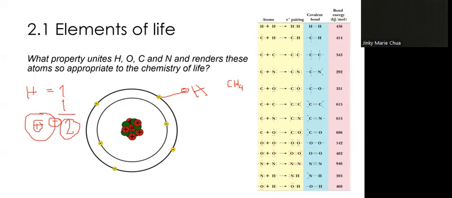Now we go to nitrogen and oxygen. I'll give you a minute to try it for nitrogen and oxygen. Nitrogen's atomic number is 7, and oxygen's atomic number is 8. So find out how many valence electrons nitrogen and oxygen need.